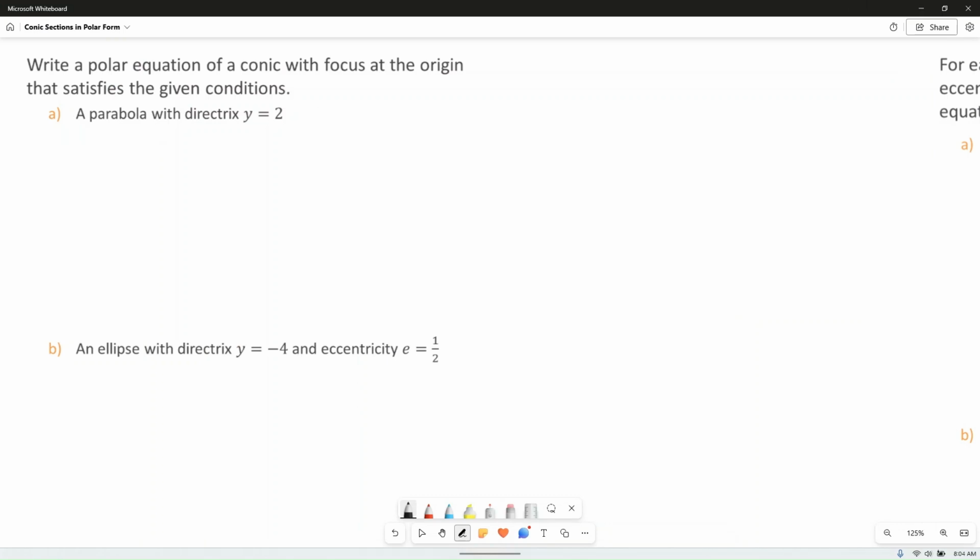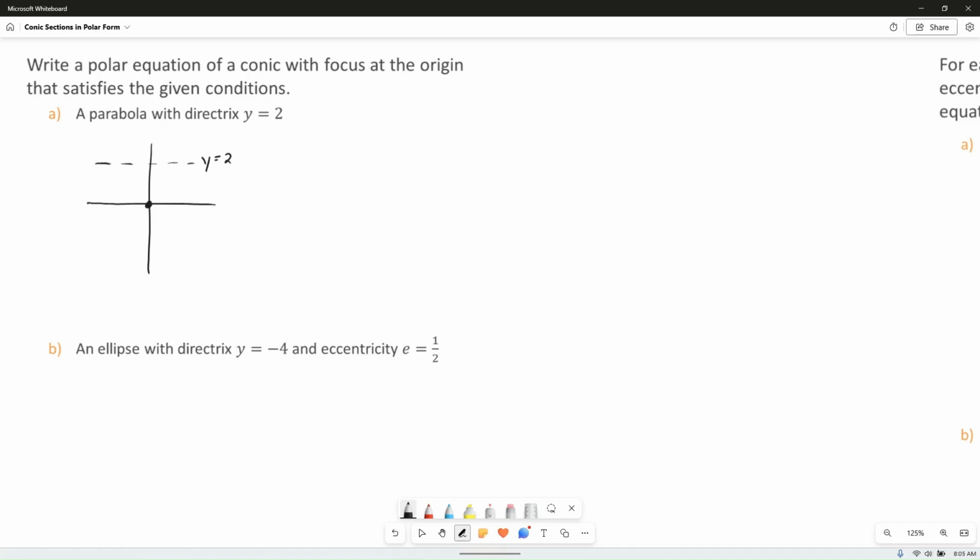So for our first example here, we're told that we have a parabola with a directrix y is equal to 2. Sometimes it might be helpful to just sketch a quick graph so we can see what that parabola looks like. So I'll just do that here real quick. So we have our x and y axes, and we know the directrix is the line y is equal to 2. So that's a horizontal line above the x-axis. And I also know that the focus is at the origin.